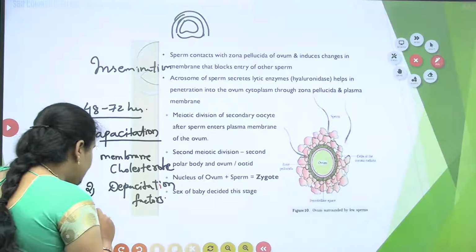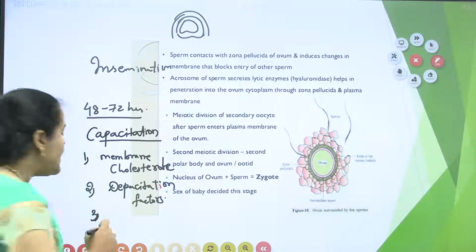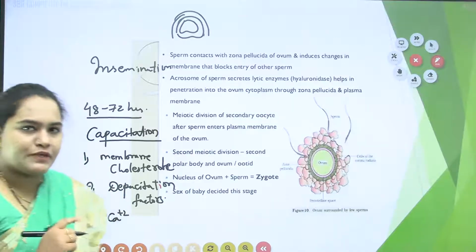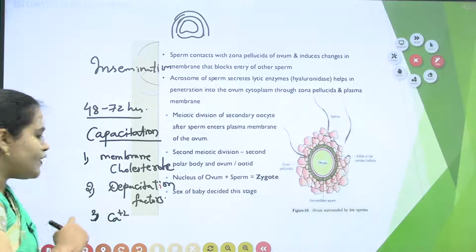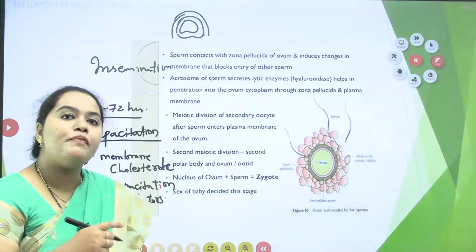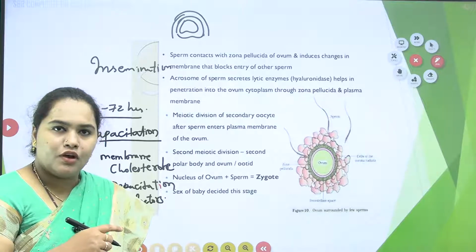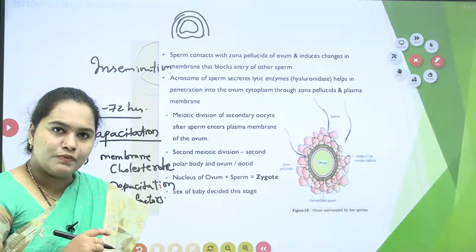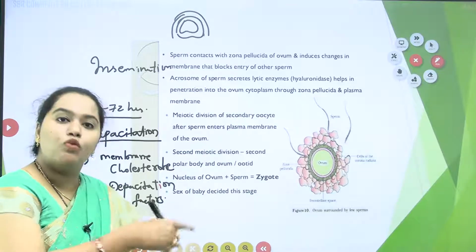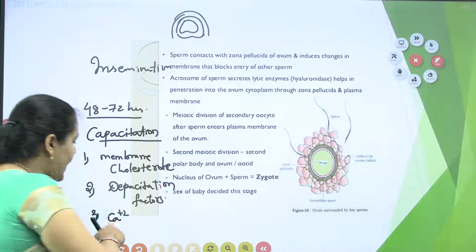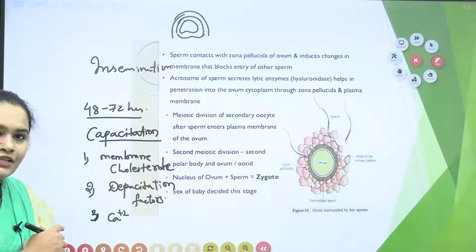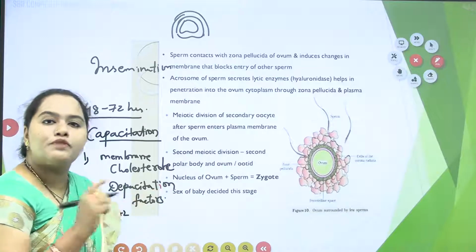The next step in the capacitation of the sperm is the entry of calcium ions into the sperms. Calcium ions cause rapid movements in the tail of the sperm, and the tail is the locomotory organ of the sperm. With the help of the tail only it will move further. The sperms get activated, and then the movement of sperms will be there.